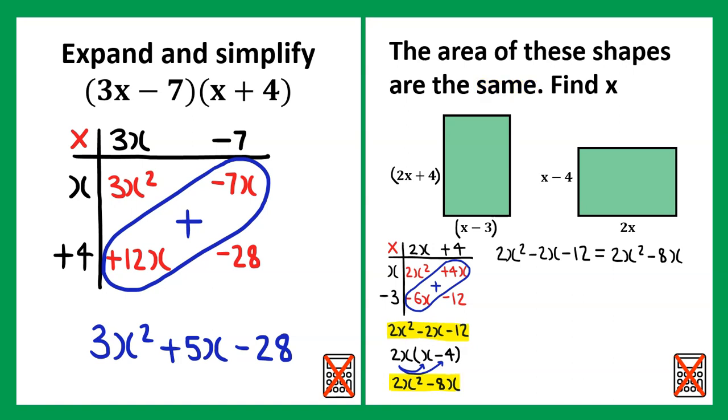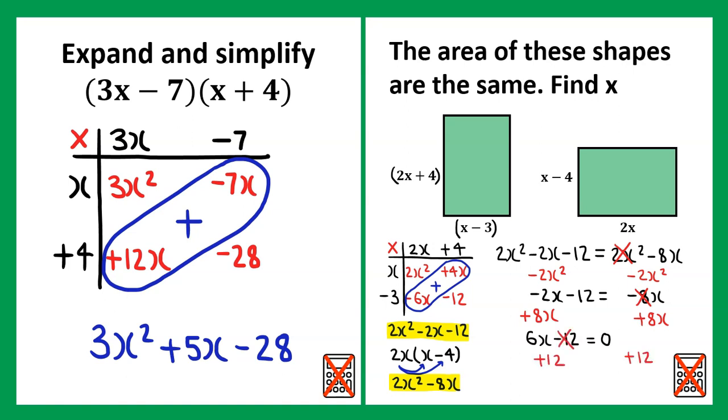Next, we can begin to solve this by making it equal to 0, and I could start that by taking away 2x squared from both sides. That would leave me with negative 2x minus 12 on the left hand side is equal to negative 8x on the right hand side. Then I can add 8x to both sides, leaving me with 6x minus 12 on the left hand side and 0 on the right hand side. Adding 12 to both sides, 6x is equal to 12. Divide by 6, x is equal to 2.